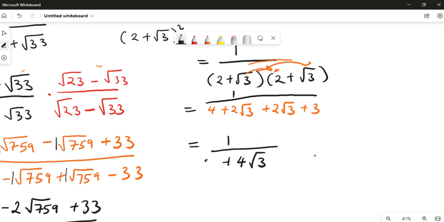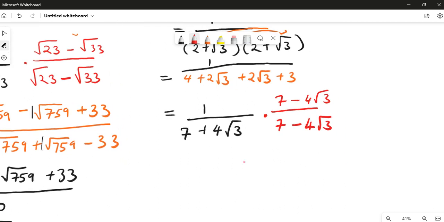So we now have 1 over 7 plus 4 square root of 3. Now here is where we can multiply by our conjugate. It's going to be 7 minus 4 square root of 3 over 7 minus 4 square root of 3. 1 times 7 is 7. 1 times negative 4 square root of 3 gives us negative 4 square root of 3. Below, we expand again our brackets.